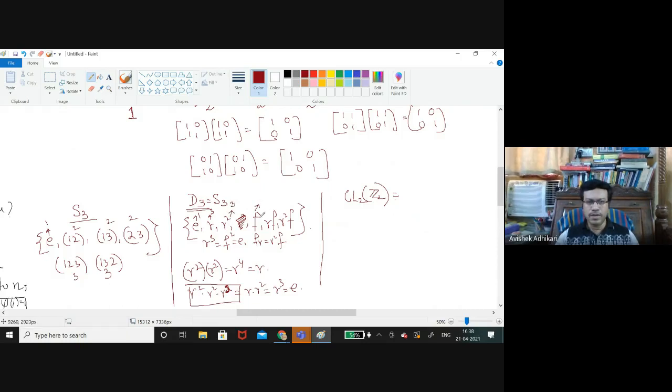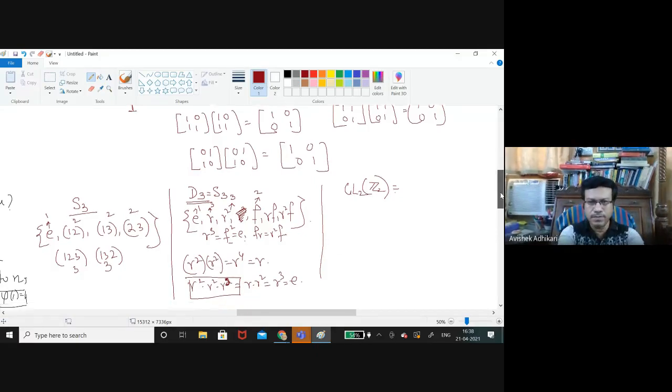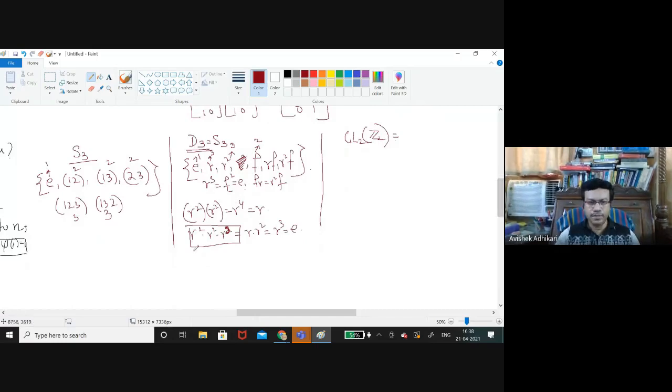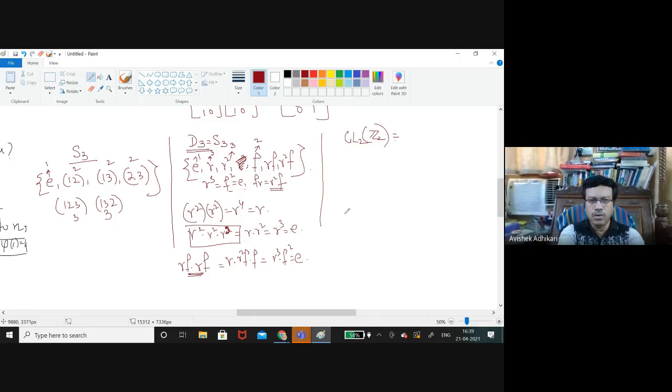What was the order of F? It was F square equal to E, that is 2. What was the order of RF and R square F? Can somebody tell me? RF into RF. Let's see. FR is already R square F. So you can put this value FR equal to R square F. So R square F into F, that means R cube F square, and that is E. So what is this order? RF order is also 2.